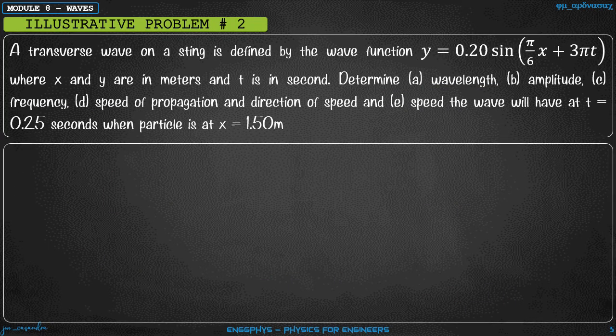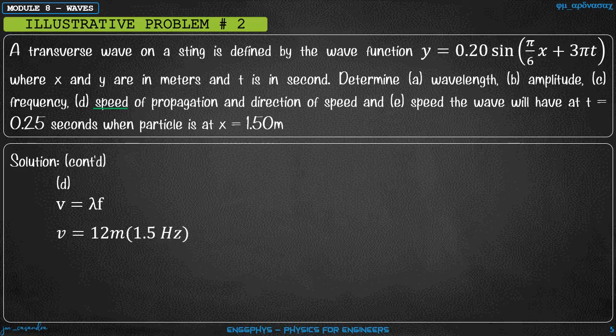Okay, so continuing our solution for problem number 2, we want to solve for the speed and direction of propagation. For the speed of propagation, since we have computed already our wavelength and frequency, we could simply use our general equation, speed equal to wavelength times frequency. Substituting the values computed in the previous slide, we have 12 meters times 1.5 hertz, or 1.5 per second, which gives us 18 meters per second. This is the magnitude of the speed.